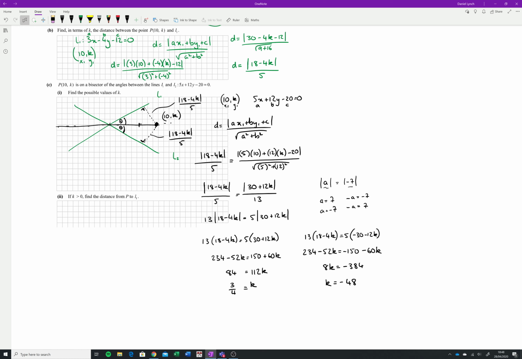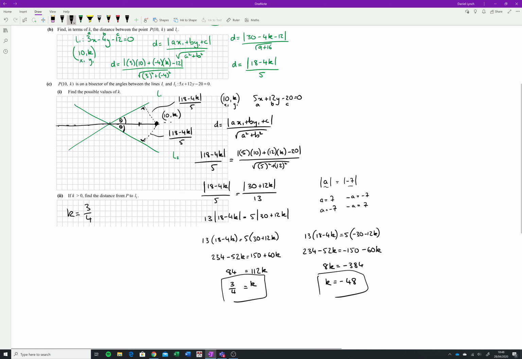Okay, if k has to be positive, find the distance. So what they're telling us, we got two values for k here. We got that, and those would stand. But for part 2, it says if k has to be positive, so we have to say that k is 3/4. That's now given to us that must be the case. We can't take minus 48. What is the actual distance?